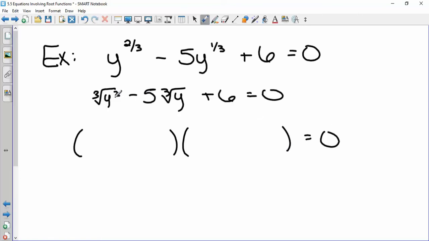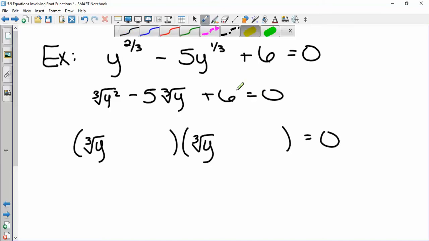If you have the cube root of y squared, what would you put in the front of each of these? The cube root of y. Remember, if we have an x squared, each one gets an x. So if we have a cube root of y squared, each one gets the cube root of y. Now, what multiplies to positive 6 and adds to negative 5?